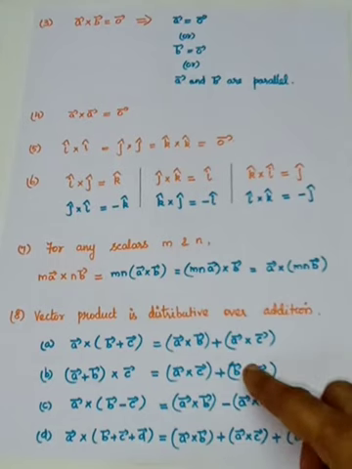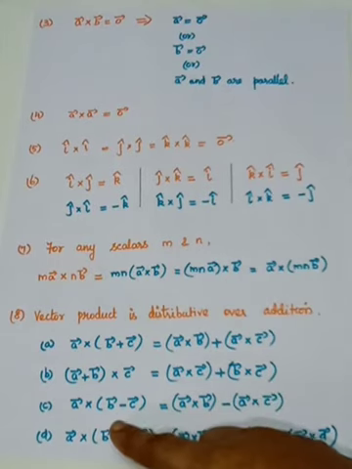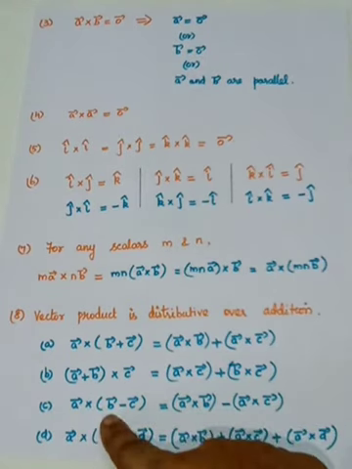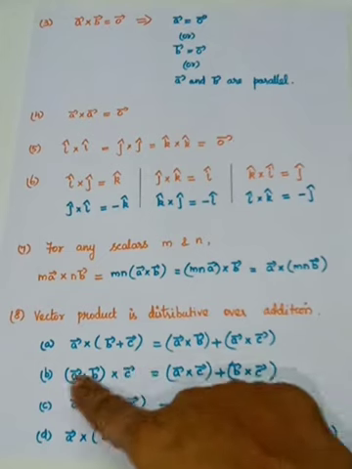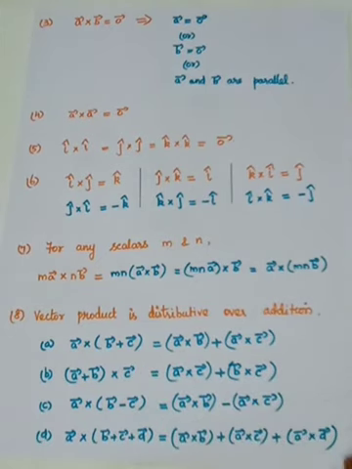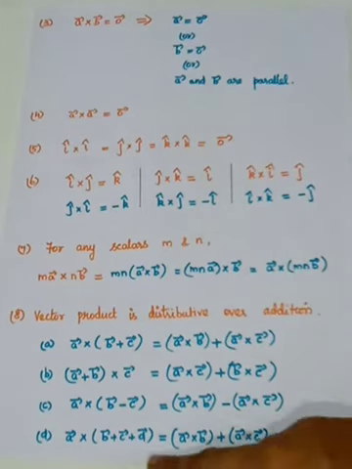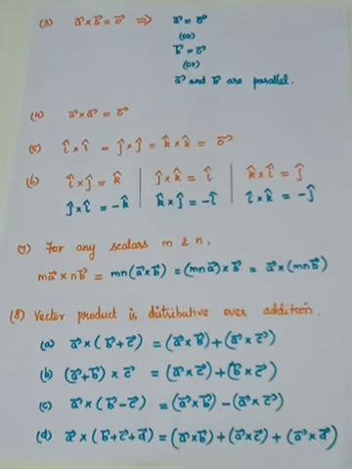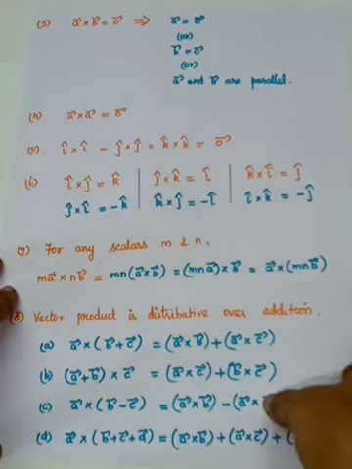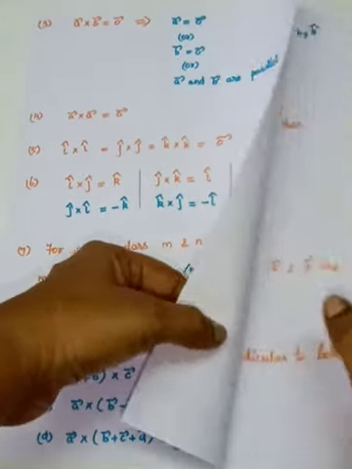In the same way, the vector product is distributive over addition and subtraction also. So a vector cross b vector minus a vector cross c vector. You should not change the order of the vectors. Now here we have taken the addition of three vectors: a vector cross b vector plus a vector cross c vector plus a vector cross d vector. So therefore, vector product is distributive over addition.